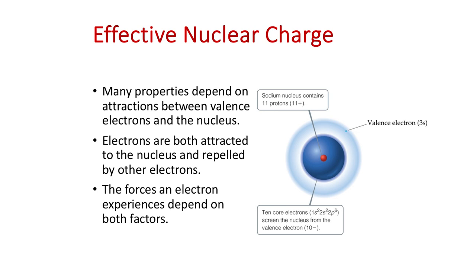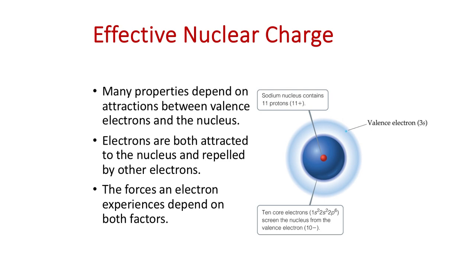Then the question would be, what is the trend that gives you that periodicity? And it turns out that it's something called effective nuclear charge. So what is effective nuclear charge? Well, many of the properties of attraction, many of the properties of an atom come from the electron's attraction to the nucleus, and in particular the outermost electrons and how they're attracted to the nucleus.